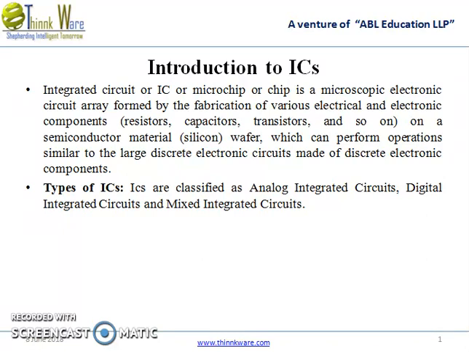Introduction to ICs. IC or integrated circuit is a microscopic electronic circuit array formed by the fabrication of various electrical components like resistor, capacitor, transistor and so on a semiconductor material wafer, that is silicon wafer, which can perform operation similar to the large discrete electronic circuit made of discrete electronic components. There are different types of ICs like analog integrated circuits, digital integrated circuit and mixed integrated circuit.